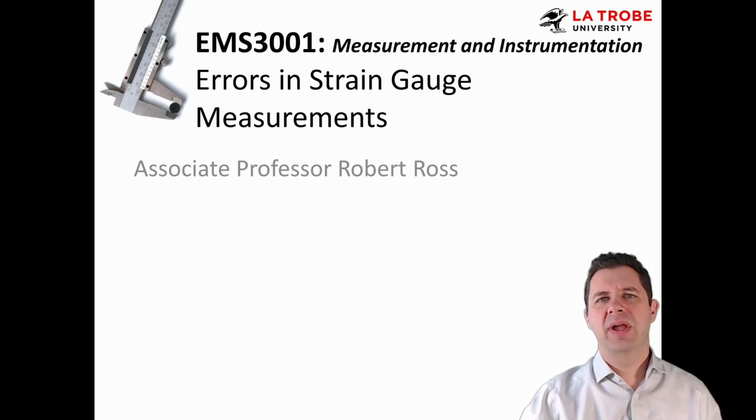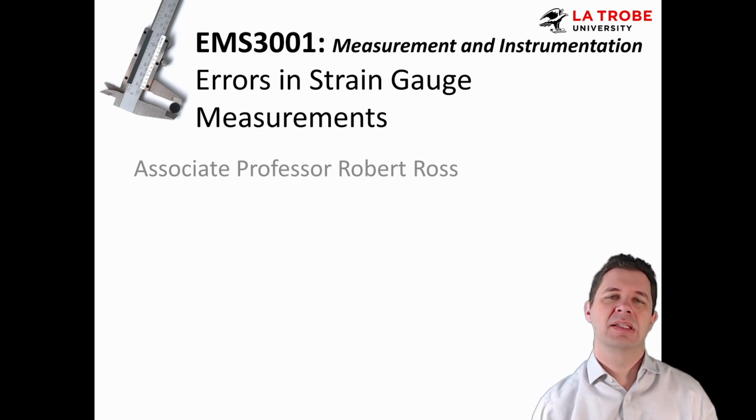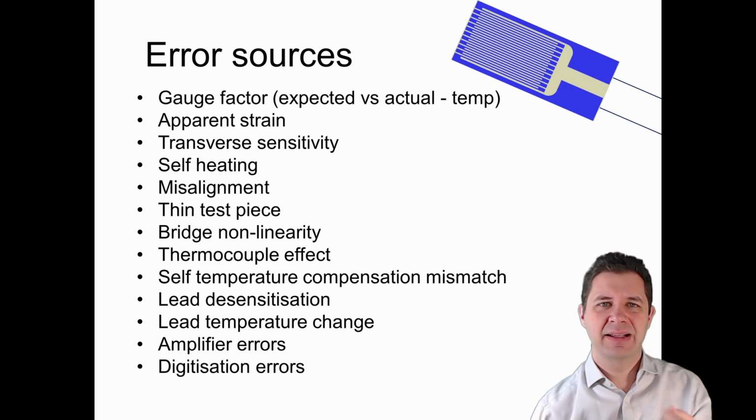In this video, we'll be talking about errors that can occur when we're trying to measure force using strain gauges. And there's quite a few different ones. For example, our gauge factor. Our gauge factor is something that can change from our expected gauge factor, what's written on the packet, to our actual gauge factor.